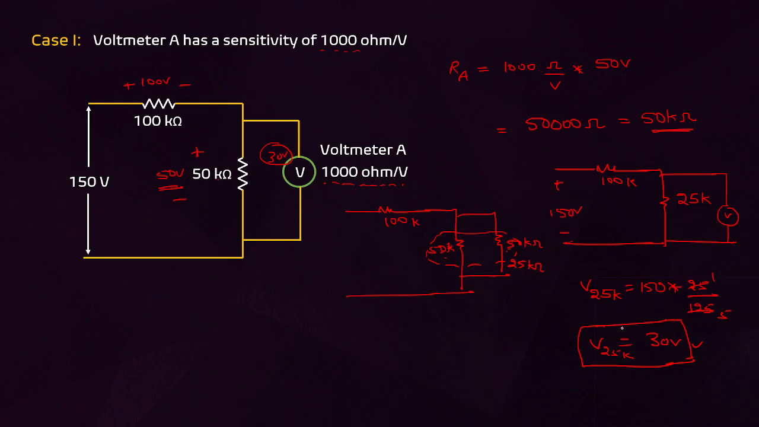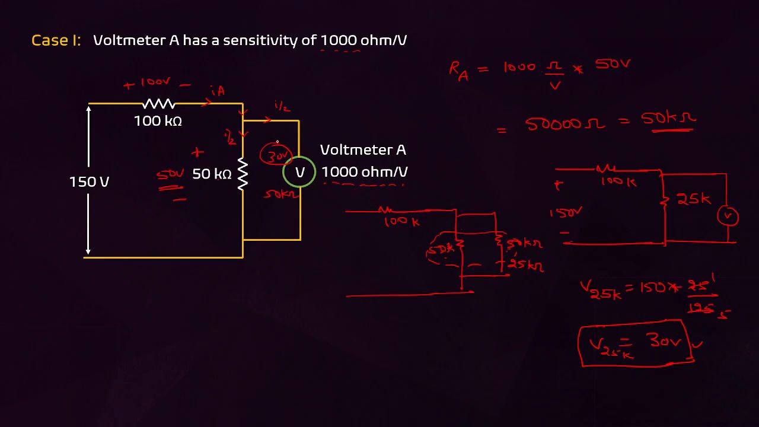Then can you guess the reason why it is happening? Because it had some internal resistance. Here it had an internal resistance of 50k, right? Suppose I ampere of current is coming. It will be divided here. After coming here, it starts dividing. Here it will be I by 2, and here it will be I by 2. Therefore, the voltmeter is also taking some current.